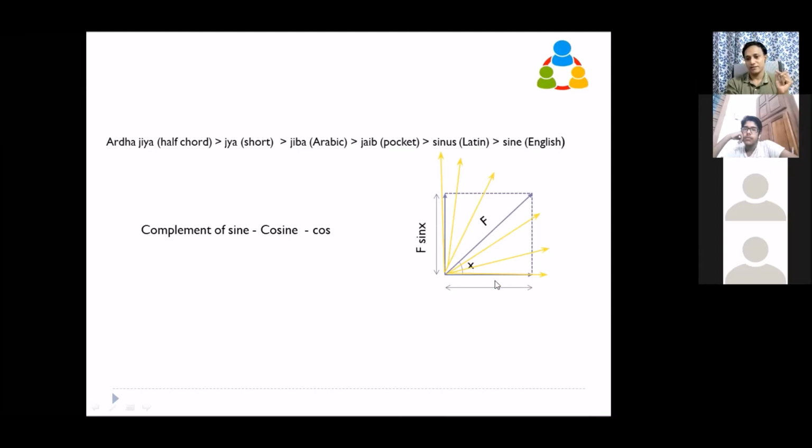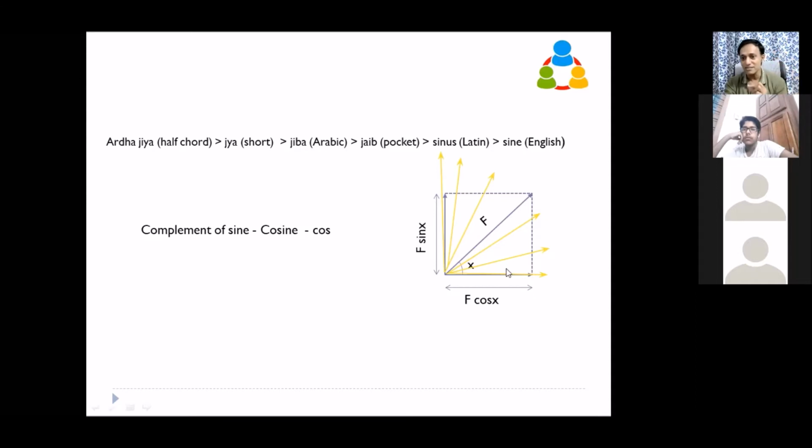So I told you to remember two things. Actually, you have to remember only one thing, that this is sine. Then you can tell this is its complement. But even if you take it as two, you have to remember only these two things. Further from here, whatever we are going to tell, we are only deriving, so that you don't have to remember anything. So in the same way, this is F cos X.